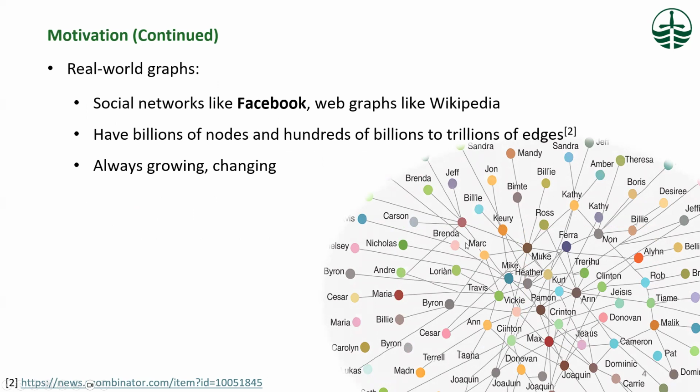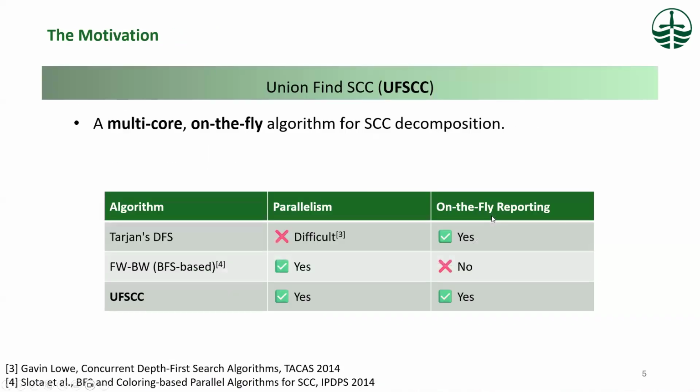So in that case, we need to think about parallel exploration of this graph, so we can process in parallel and identify the SCCs from this graph. We can take advantage of many cores. For example, if we have a 64-core machine or more, we can use that. So this brings us to the new algorithm that we are going to see today, which is called Union Find Strongly Connected Components, or UFSCC.